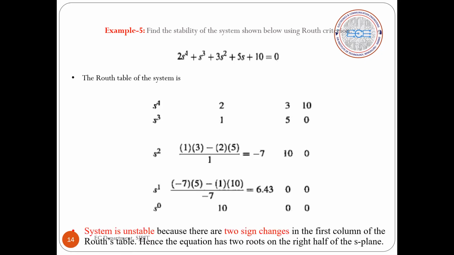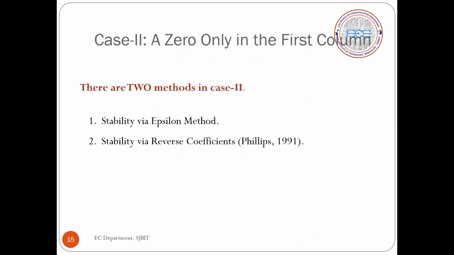Since there are 2 sign changes in the first column of the Routh's table, the system is found to be unstable, because there are 2 sign changes. There are 2 roots in the right half of the s plane. The system is unstable. Okay, so now we will go to case 2.